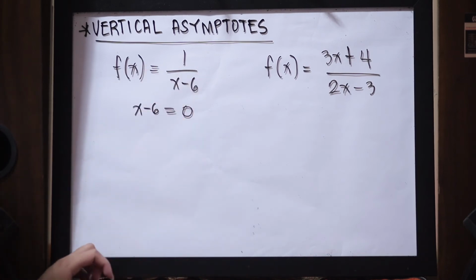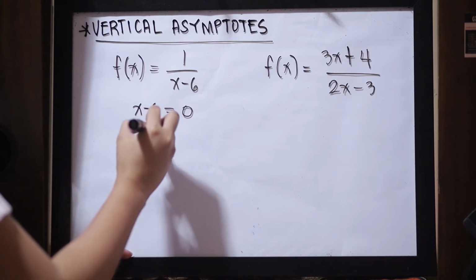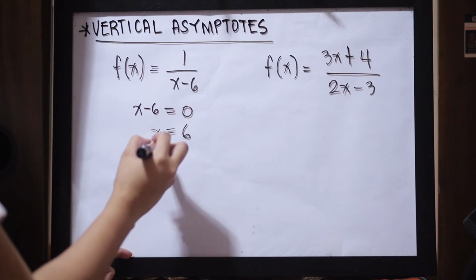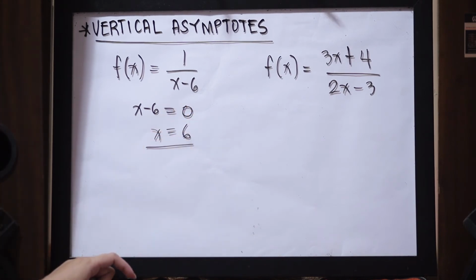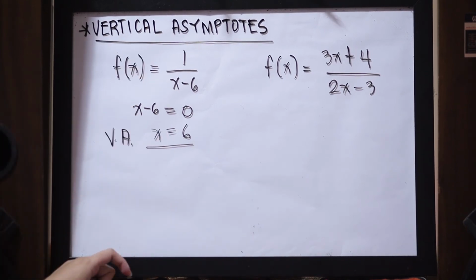So, sige, gamitin na natin yung transpose na kinasanayan ninyo. So, transposing 6 to the other side of the equation, we will have x is equal to 6. So, meron na tayong value for x. Ibig sabihin, x is equal to 6 is our vertical asymptote or VA. So, ganun lang mag-solve ng vertical asymptote.